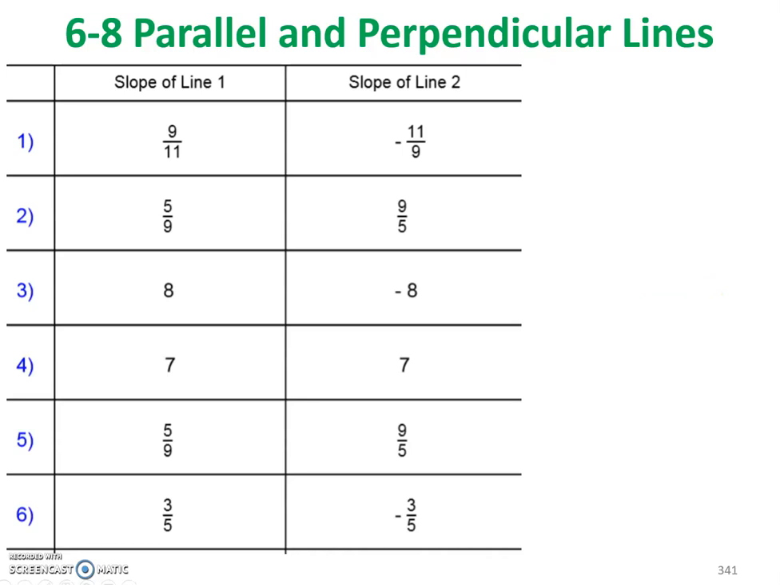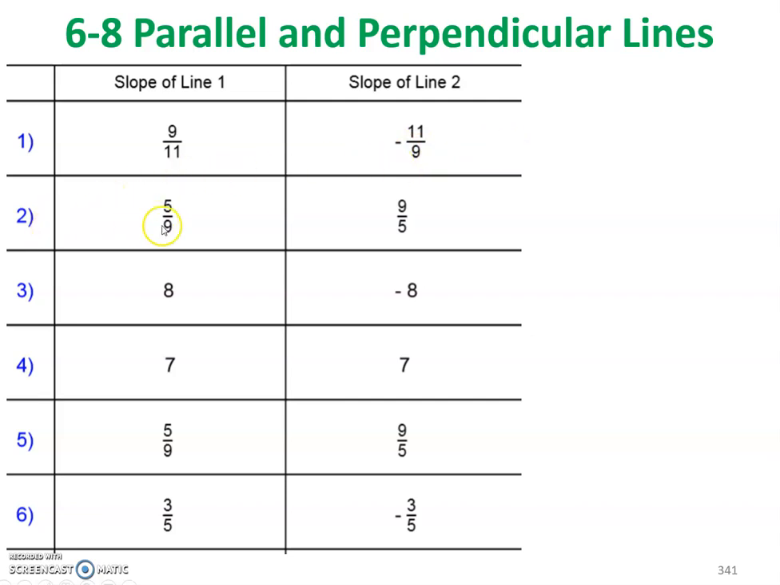Alright, here are some examples. If I have the slope of line 1 and slope of line 2, this is my number 1. So I want you to tell me, is this perpendicular or parallel, or neither is my other option. If I have 9/11 and -11/9, for this to be perpendicular, you'd have to flip it and change the sign, which we do. 9/11 becomes 11/9, and my sign switched. So therefore, number 1 is perpendicular.